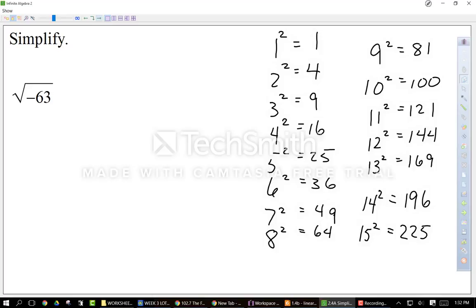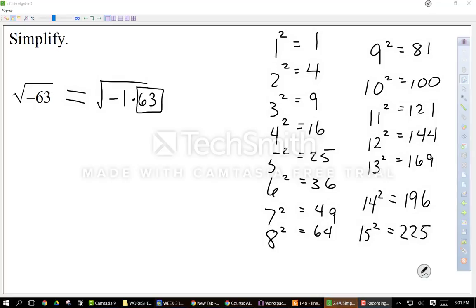But remember, we talked about complex numbers and i's and all that stuff. So the square root of negative 63 is actually broken down into the square root of negative 1 times 63. Then I want to look at the 63 and see what's the biggest perfect square that can go into it. So I'm going to rewrite this a little bit. I got the negative 1 here. And 63 is 21 times 3, but that's not a perfect square. You got 9 times 7.